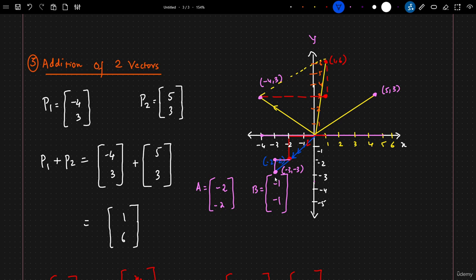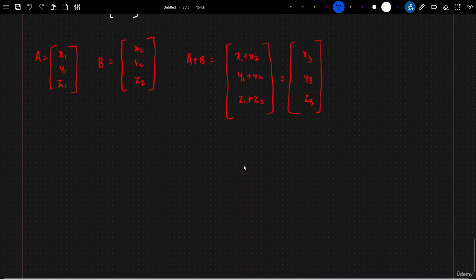This was about understanding the addition of two vectors. Now let's see where exactly we use these techniques with respect to data science.